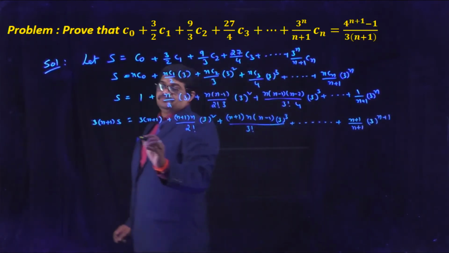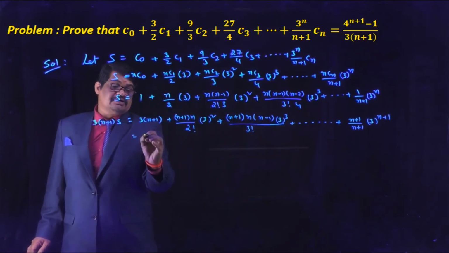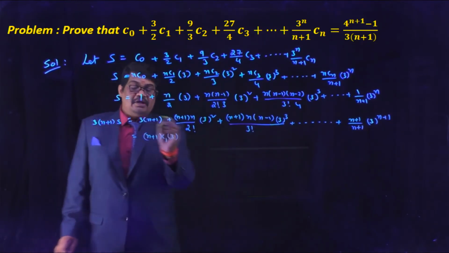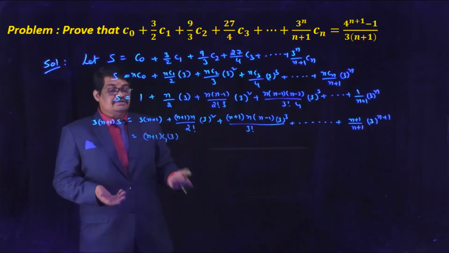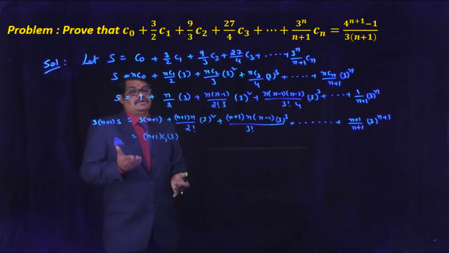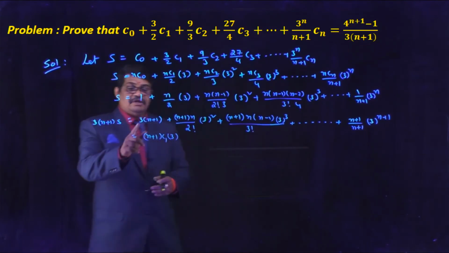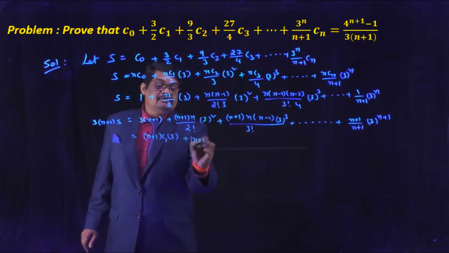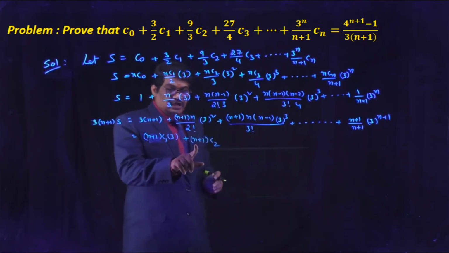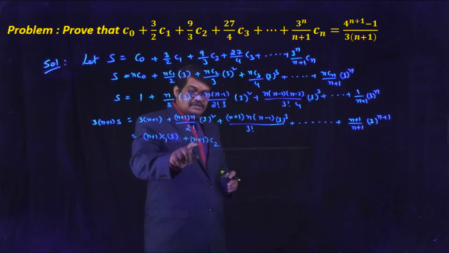This n plus 1 can be written as n plus 1 c1 into 3. n plus 1 c1 is nothing but n plus 1, n c1 is nothing but n. So here also n plus 1 c1 is n plus 1. Here writing this, 3. This can be written as n plus 1 c2, that is n plus 1 into n by 2 factorial, that is n plus 1 c2.